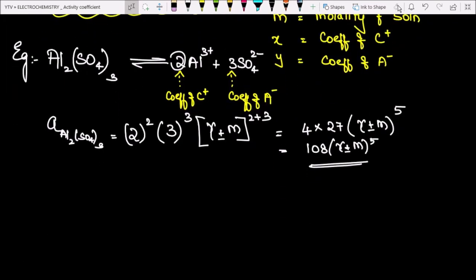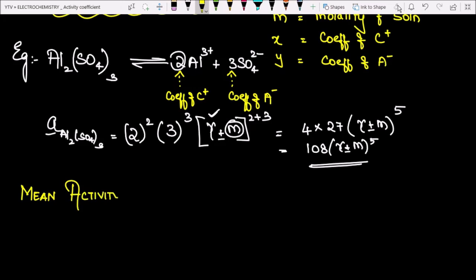How to find activity? That and all is fine. Molality will be given in the question. Activity we are going to find out. What about this gamma plus minus? How will we get this value? To find out gamma plus minus, that is the mean activity coefficient. Gamma plus minus is the mean activity coefficient.